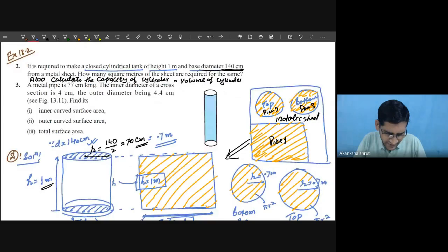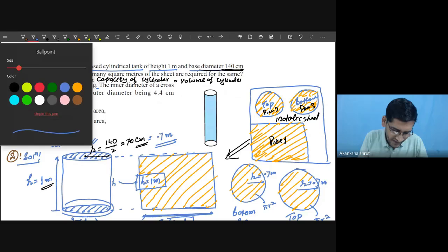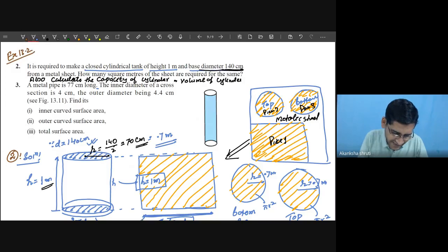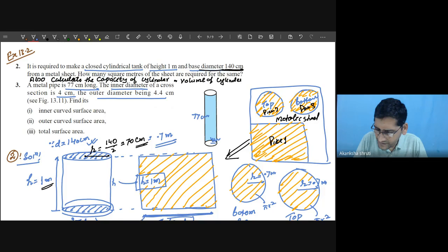See, a student, in question number 3, the metallic pipe 77 meter long. See, this question number 3 is exactly the same as question number 2, where the height is given as 77 centimeter, inner diameter of the cross section 4 centimeter. This one is the 4 centimeter. The outer diameter means the bigger one, 4.4 centimeter. Then we have to calculate this.